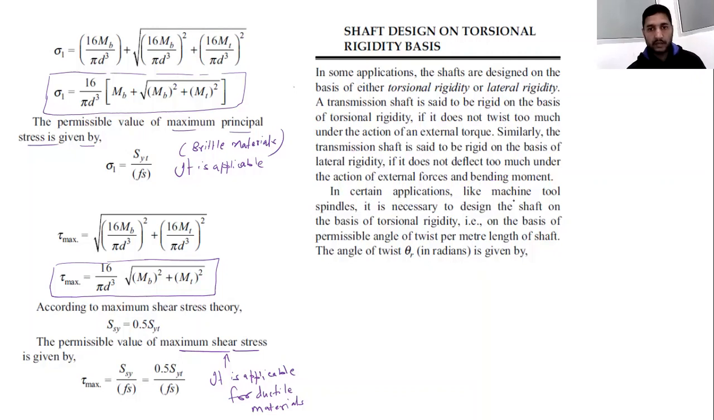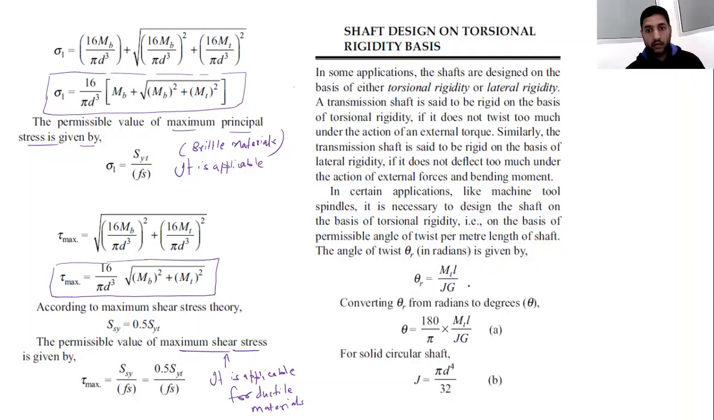Now, in certain applications like machine tools, spindles, it is necessary to design on this basis, because the spindles are rotating continuously with some RPM for a number of hours. For those applications, the design is on the basis of permissible angle of twist per meter length of the shaft. According to the torsional equation, theta will be equal to MT L upon JG. This value of theta is in radian.